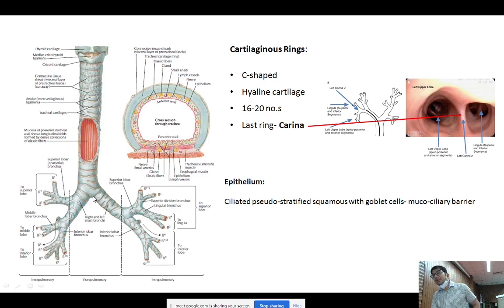This is the last area and the most sensitive area, which is there for the foreign body, and that foreign body is being attempted to be taken out by the body by the cough reflex.